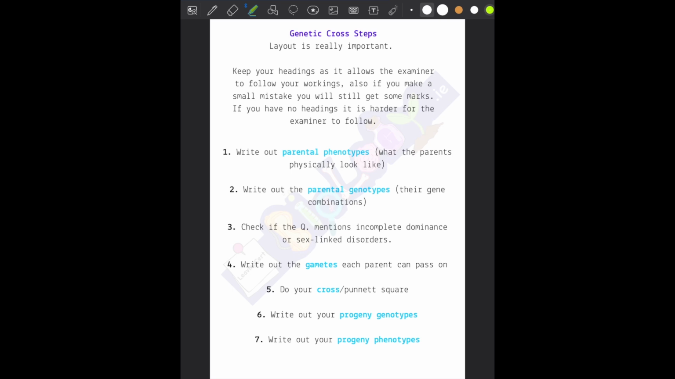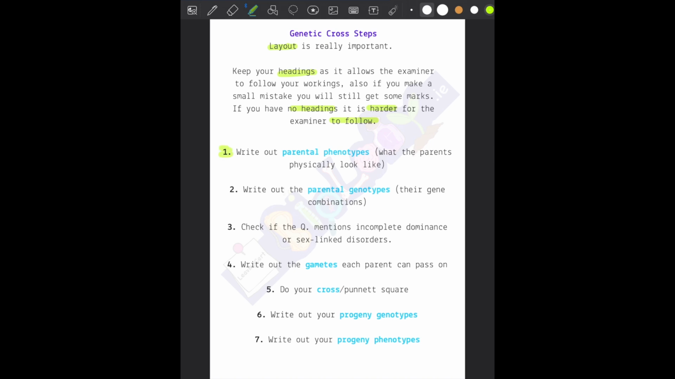Okay, so let's start off with our genetic cross steps. First thing to note is that layout is really important. Don't get too good at doing these. Keep your headings because it allows your examiner to follow your work. Then if you make a mistake, your examiner will be able to follow. However, if you have no headings, it's a lot harder for your examiner to follow and give you marks.